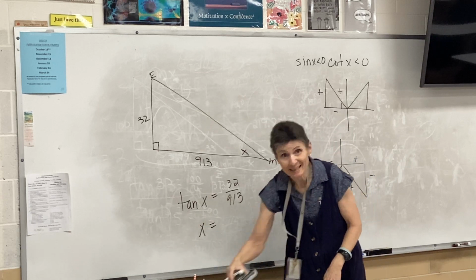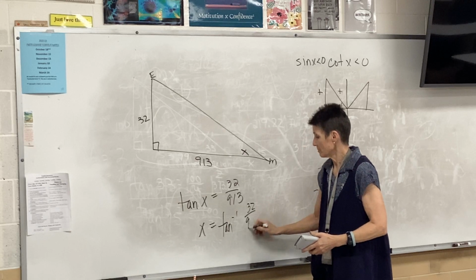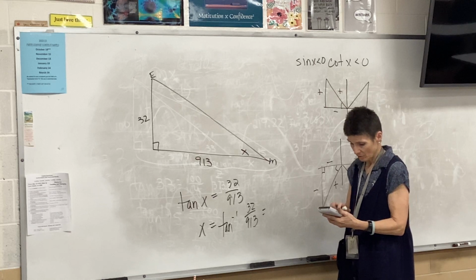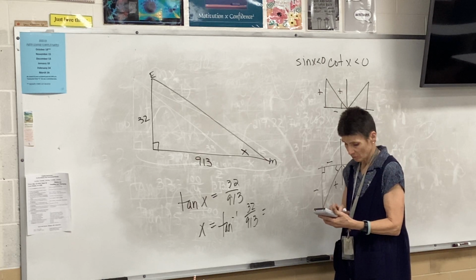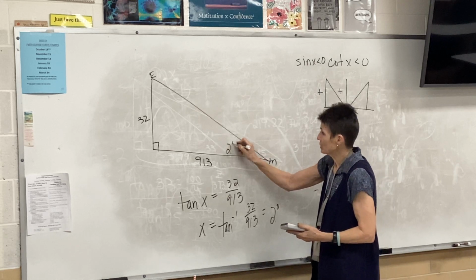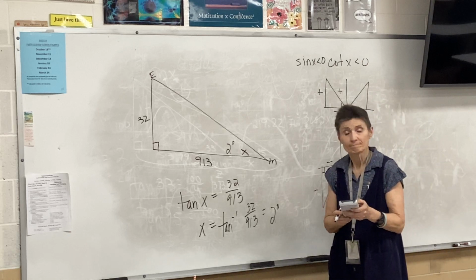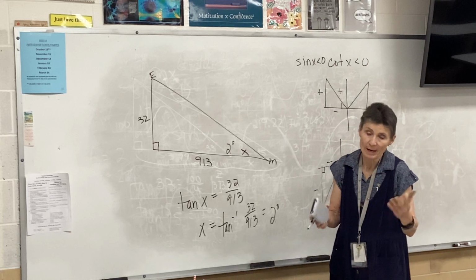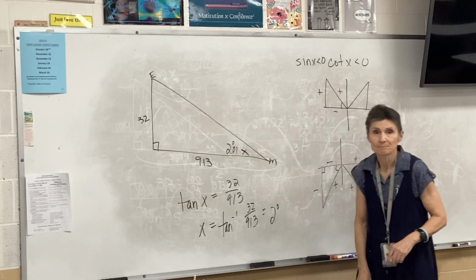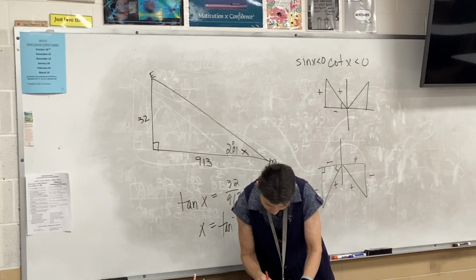So I'll just do inverse tangent, 32 over 913. That is inverse tangent of 32 divided by 913, about 2 degrees. So the angle of elevation is just about exactly 2 degrees, 2.01, depending on how we're supposed to round. To the 100th, so 2.01 degrees. Okay, so that takes care of that one.